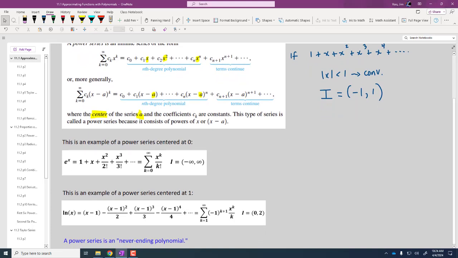Okay, so that's the basic definition of a power series. Never-ending polynomial. And will they always start with k equals 0, or is that variable?